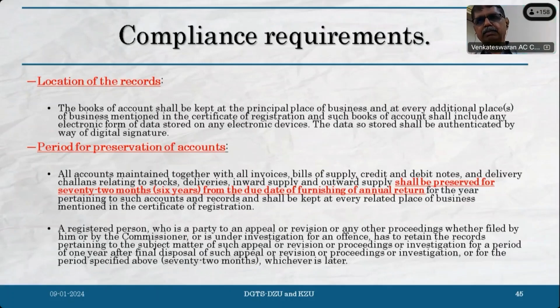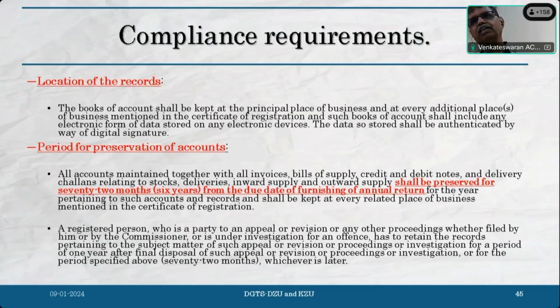So definitely in your business premises, principal place of business and additional place of business, or where you are storing the documents, where you are storing your goods, you are expected to keep the records, and keep the records to be produced by the officer as and when called for. And the period of preservation shall be 72 months from the due date for furnishing the annual return.